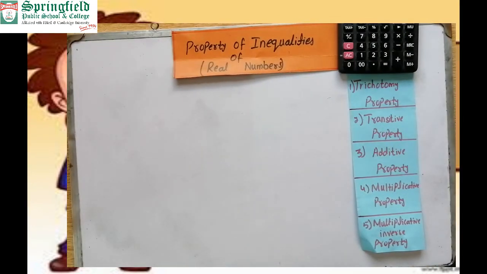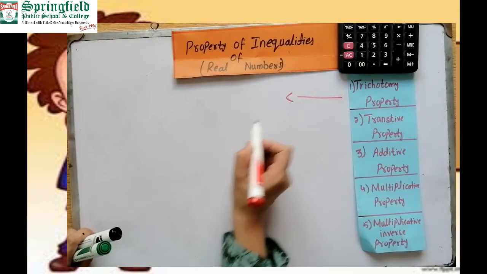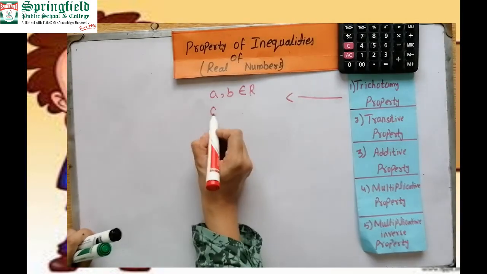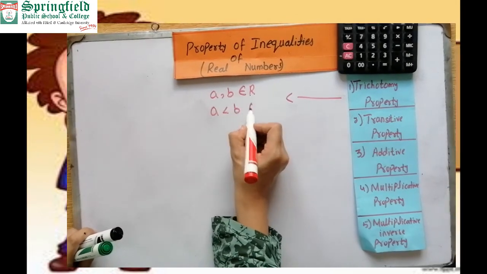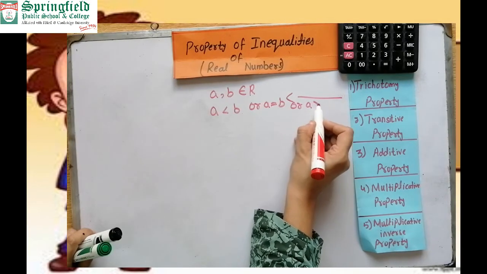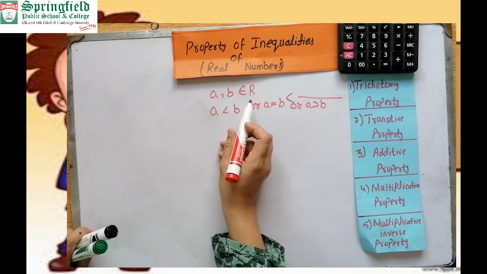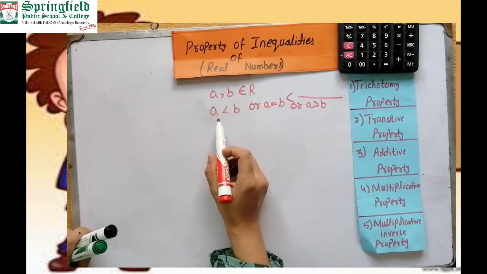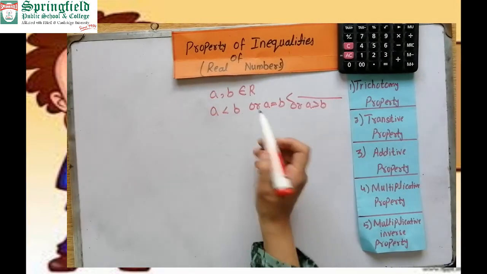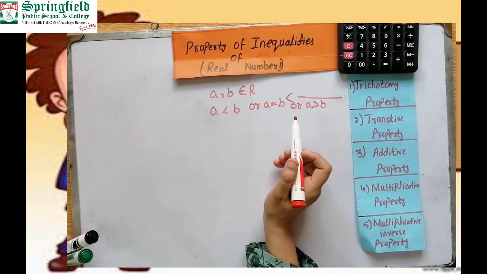The first one is the trichotomy property. It means if A and B belong to the real numbers, there are three conditions: A is less than B, or A is equal to B, or A is greater than B.